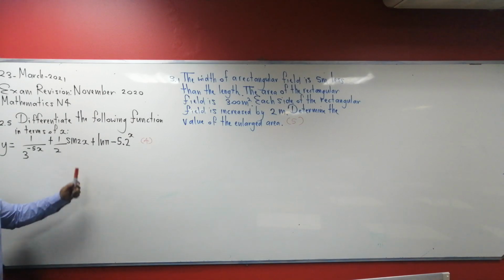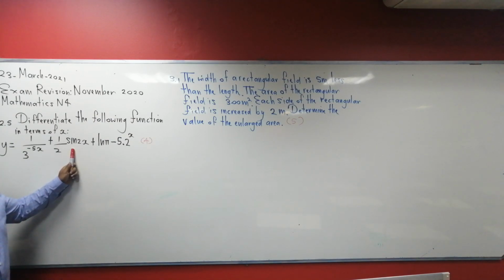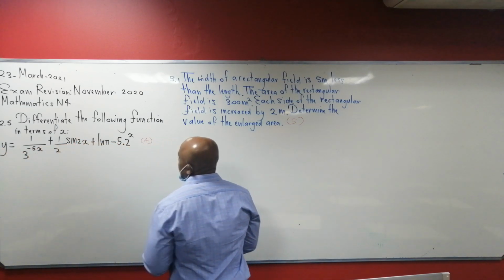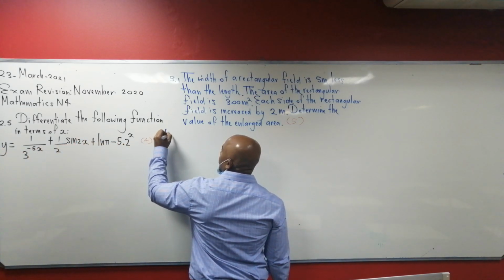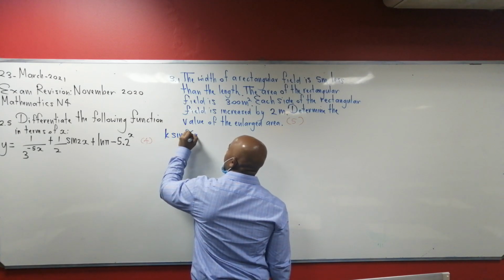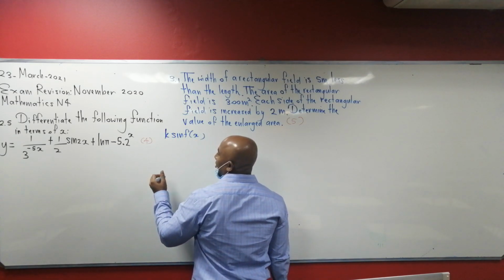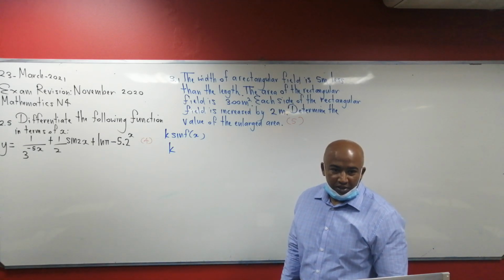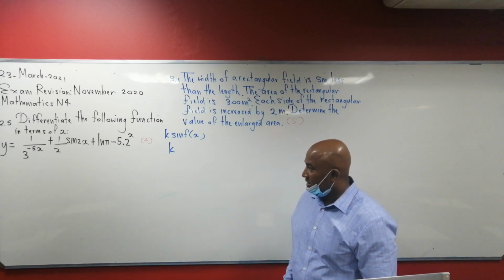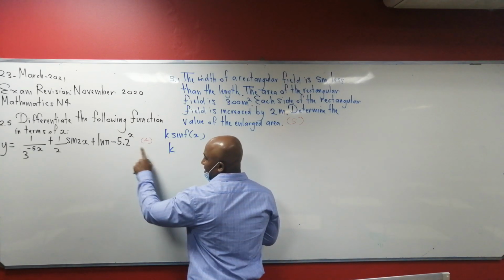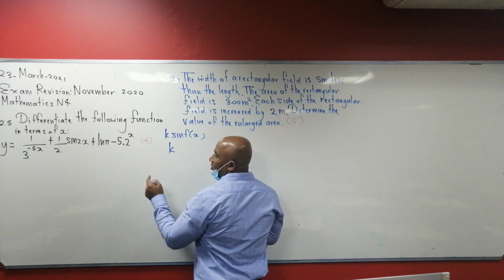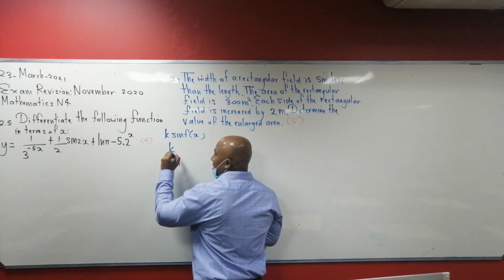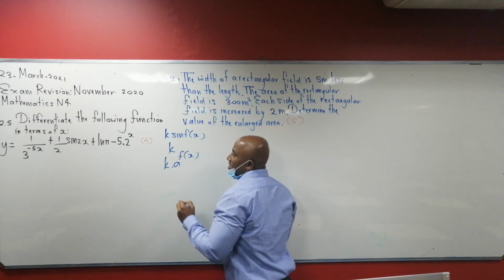So let's check term 2. Term 2 is fine. This is k sine f of x. That's what we're dealing with there. Term 3 is just a constant: k ln of pi. Pi is a number, so the natural log of a number is still a number. So we regard term 3 as a constant. Term 4 is in the form k times a to the power f of x.